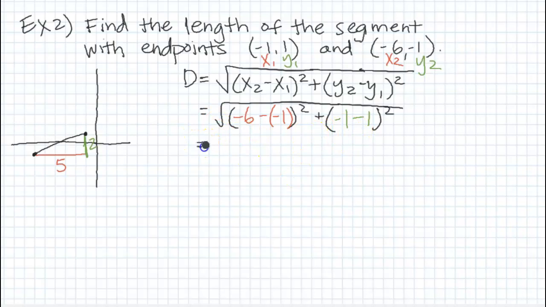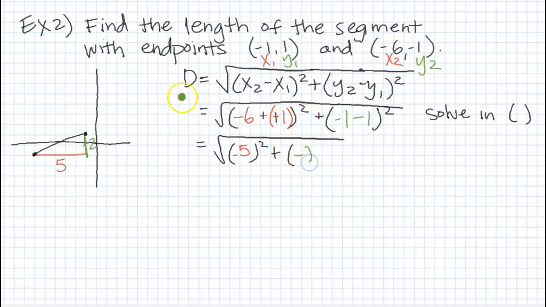Okay, so now to solve in my parentheses. So what am I doing in this step? I am solving in the parentheses. -6 minus -1, I need to think of this as addition. So it's no longer a -1 when it is a double negative. So -6 plus 1 is going to come out to -5. I'm going to end up squaring that quantity, which is very important. And -1 minus 1 is -2.